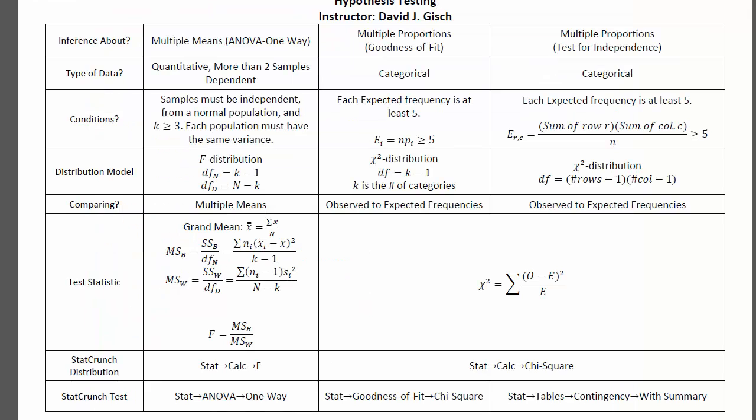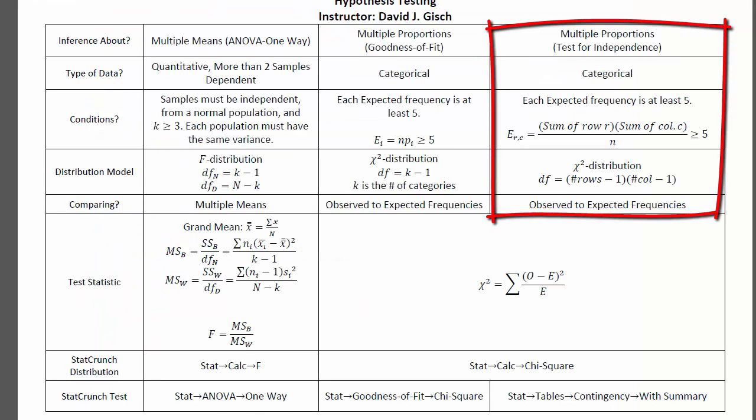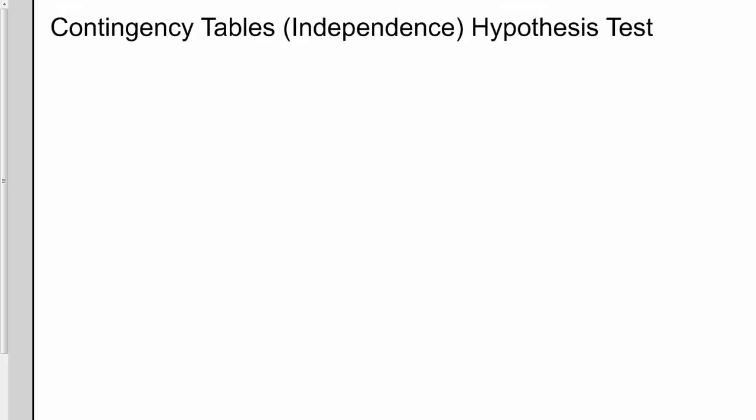All right, so now if we go to the formula sheet, we're over here on this column on the end, we're testing for independence. We need to make sure we check our conditions. We're going to use StatCrunch to help us with that, but every cell needs to have an expected frequency of at least 5. We are in the chi-square distribution. The number of rows minus 1 times the number of columns minus 1 will give us the degrees of freedom. And our test statistic is chi-squared equals the sum of observed minus expected squared all over expected. We'll let StatCrunch calculate that for us.